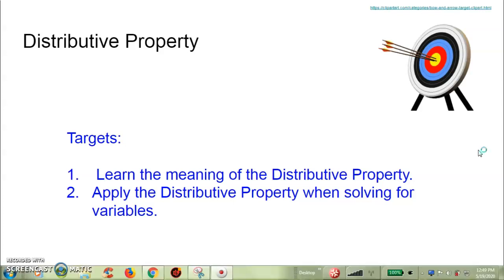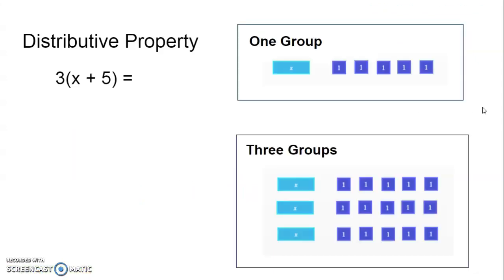Hey there, everybody. So this is the algebra challenge number 4. And as you can see, our target is all about distributive property in this one. So really just two main goals here: to learn the meaning of the distributive property and then apply the distributive property when solving for variables. All right, I think the best thing to do is start with an example.